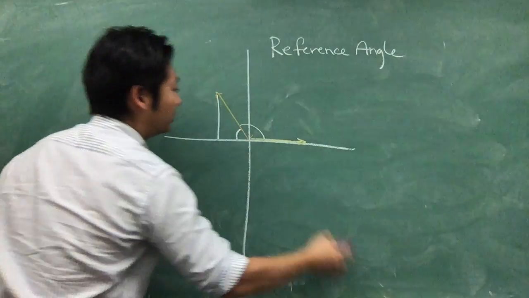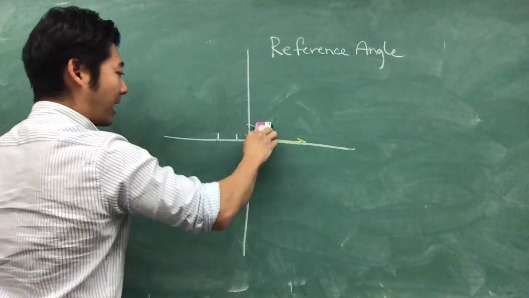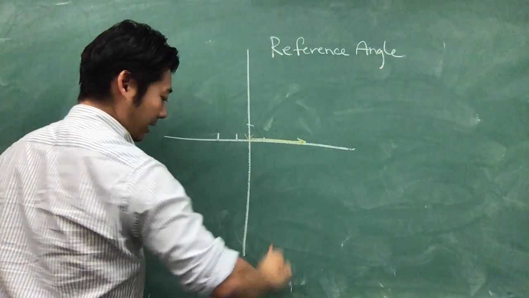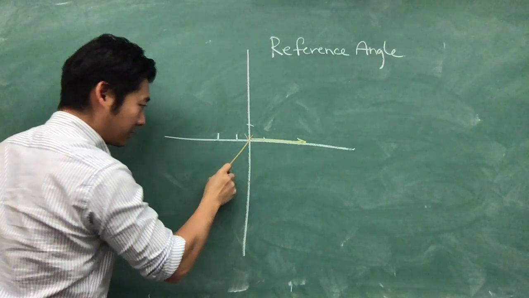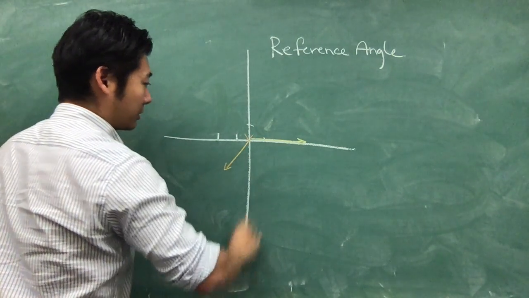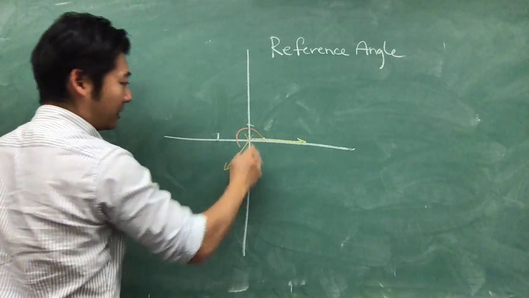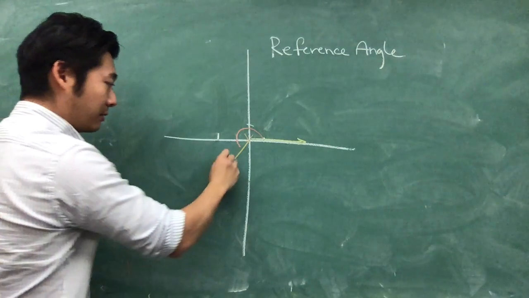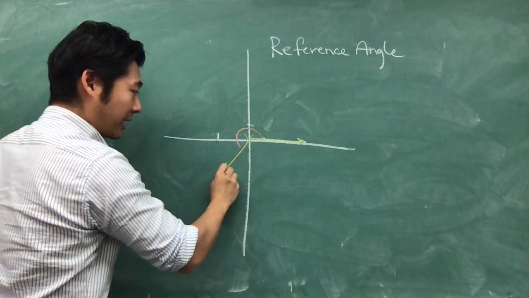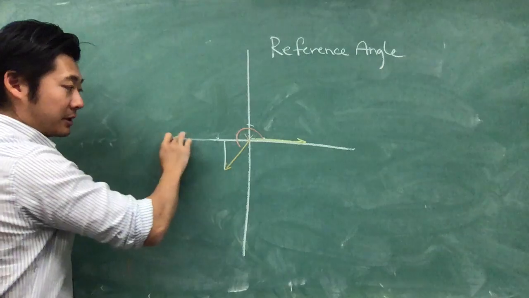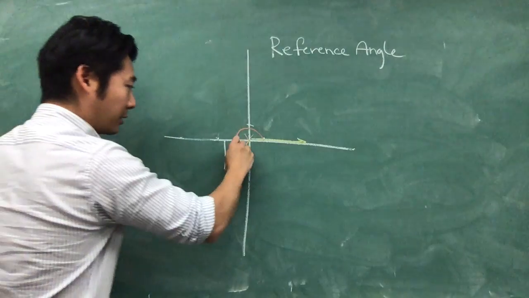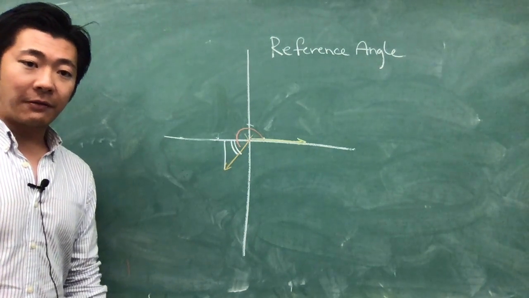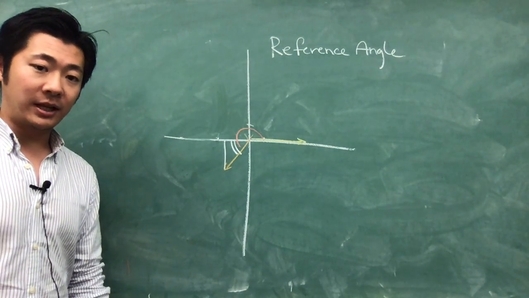So, if we have an angle given by something like this down to here, so that we have this angle, then its reference angle is given by projecting the terminal side to the closest horizontal. And so it's this much that is your reference angle. Your reference angle will always be between 0 and 90 degrees.